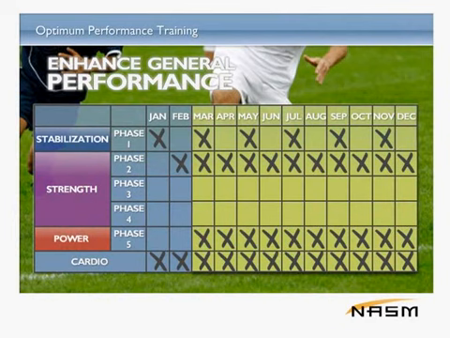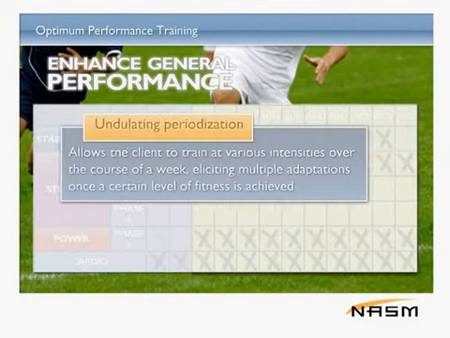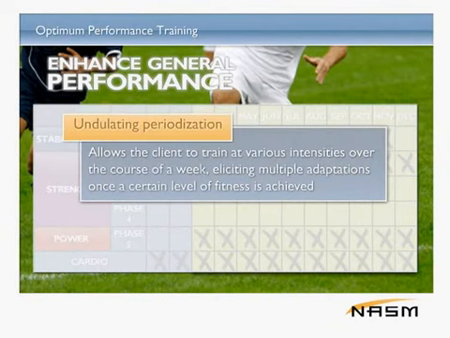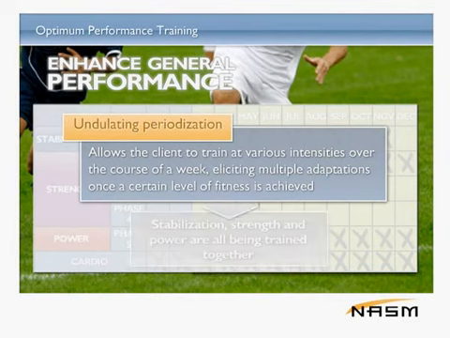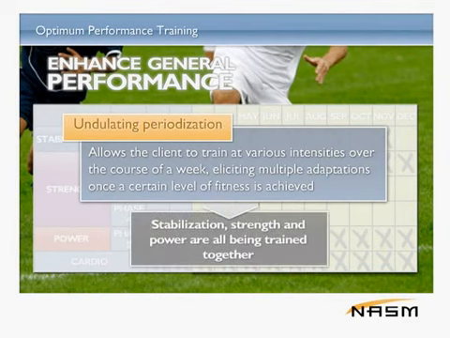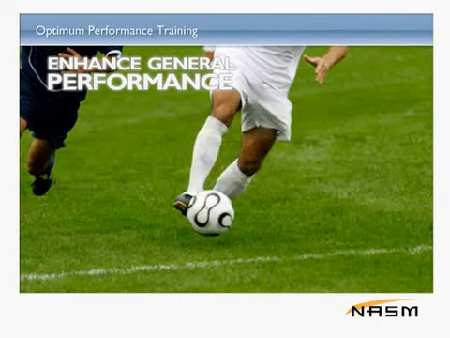or week. This is a hybrid form of periodization known as undulating periodization. Undulating periodization allows the client to train at various intensities over the course of a week, eliciting multiple adaptations once a certain level of fitness is achieved. In this program, stabilization, Phase 1, strength, Phase 2, and power, Phase 5, are all being trained together.